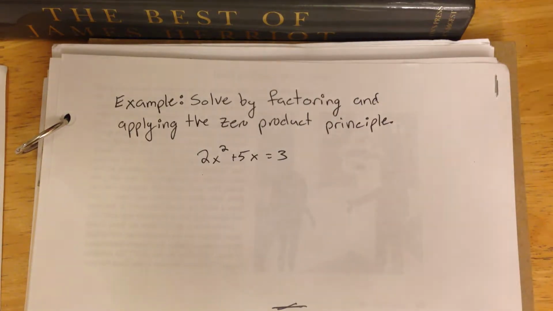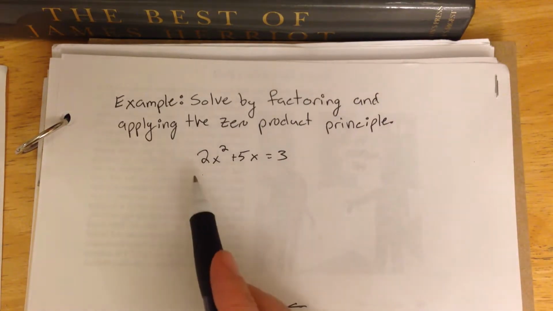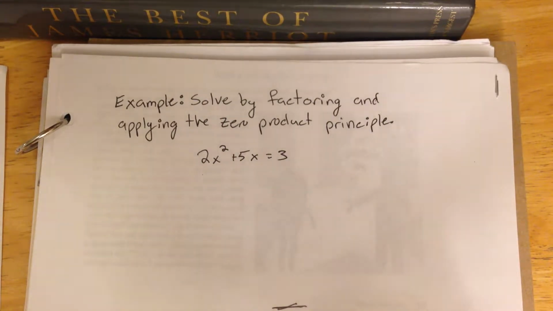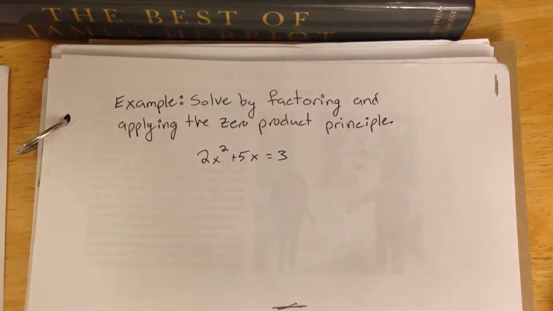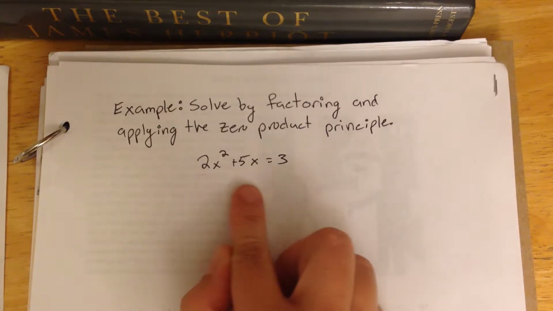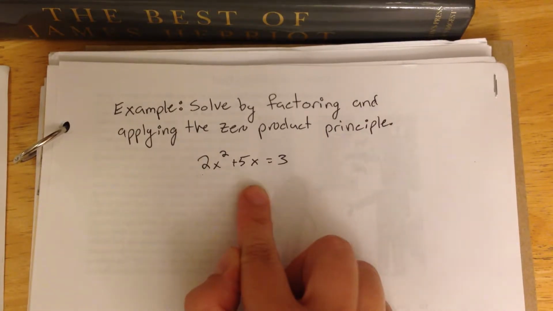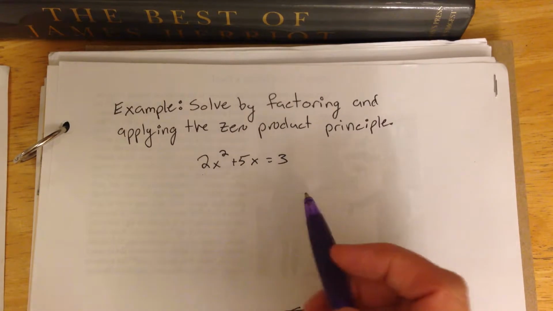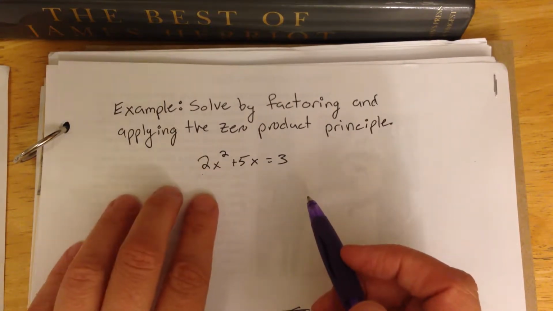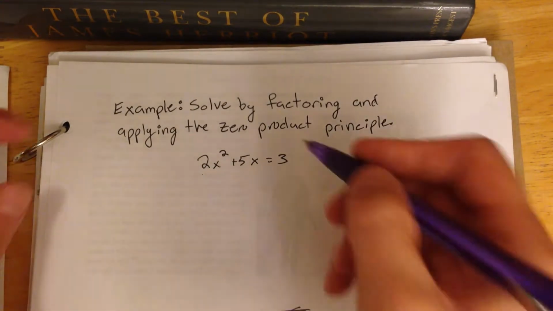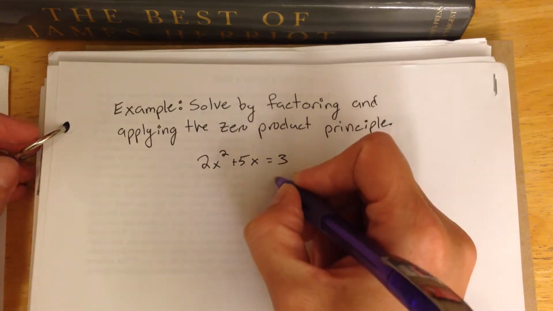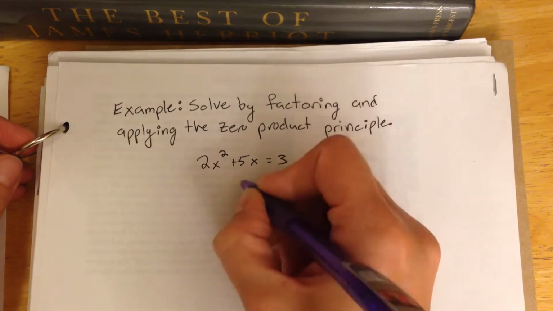In this video, I'm going to solve this quadratic equation by factoring and applying the zero product principle. The first thing that I need to do is make sure that my quadratic equation is in standard form. That means that there's all the stuff on this side and a zero on the other side. To fix this one, I'll need to subtract 3 from both sides.